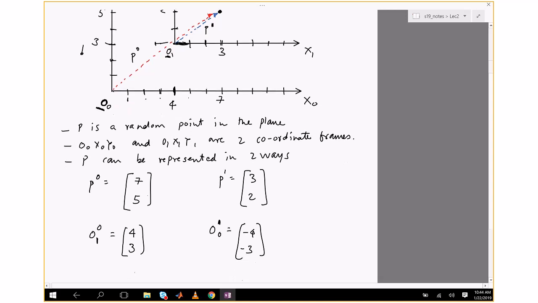Okay, so again that's the notation. O1 is a point. Okay, 0 is the frame, similar to that frame. O0 is the point, and 1 is the frame with respect to which I wrote down its coordinates.